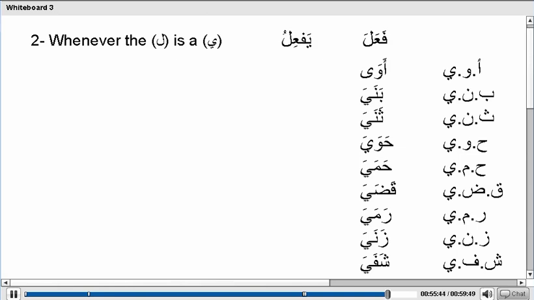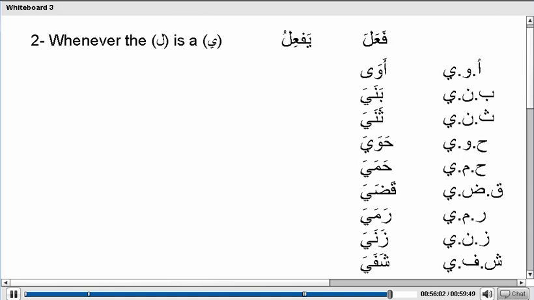No, that's just a way of writing the alif. That has nothing to do with what we're doing here.